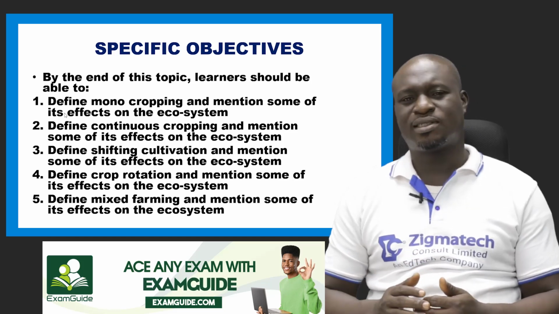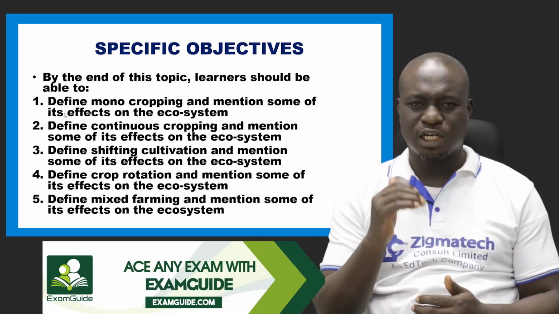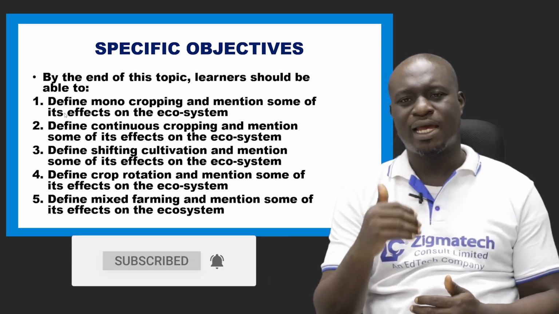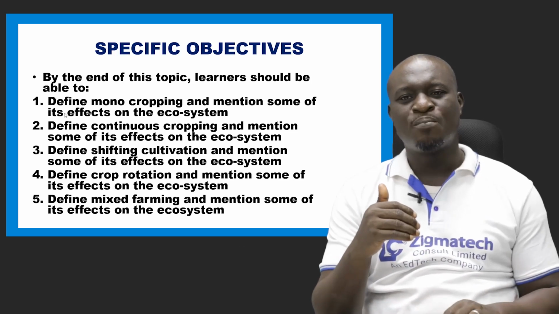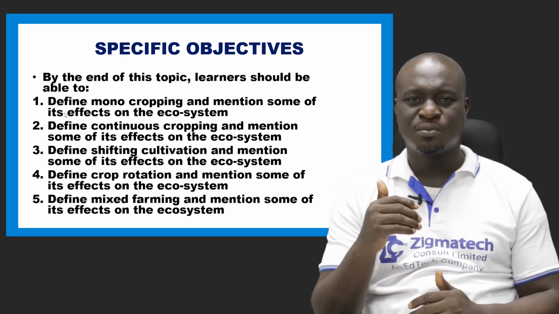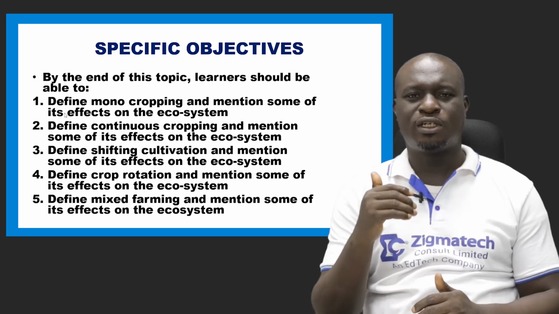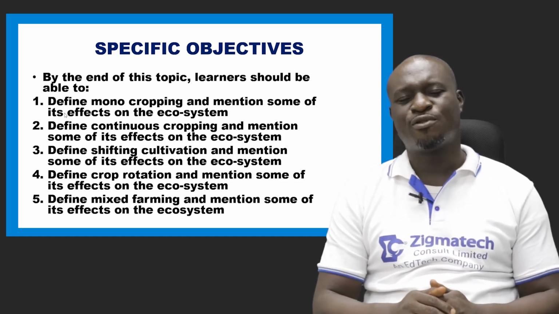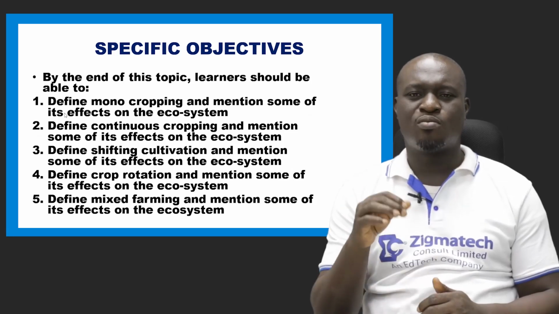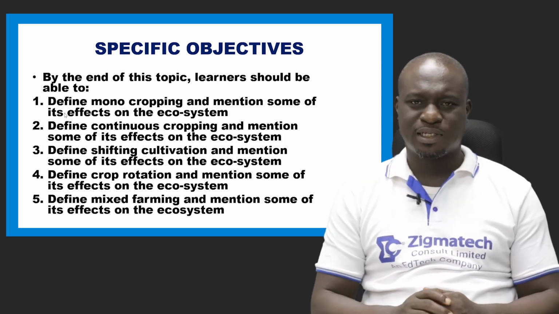And number three, the same on shifting cultivation. You should be able to define what shifting cultivation is and also mention some of its effects on the ecosystem. And finally, number four, you should be able to define crop rotation and also mention some of the effects of crop rotation on the ecosystem. And then for number five, you should be able to define what we call mixed farming and also mention some of the effects of mixed farming on the ecosystem.